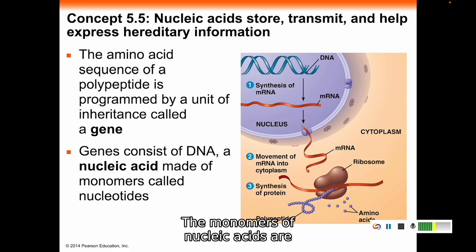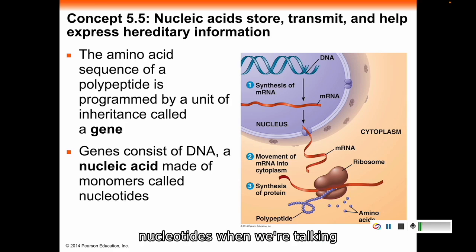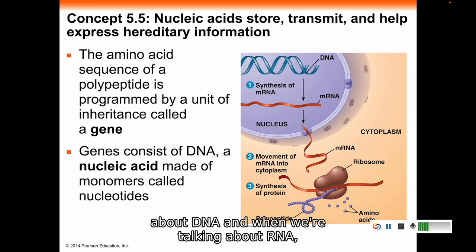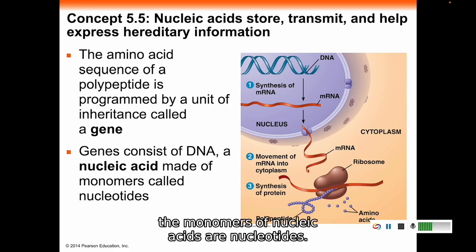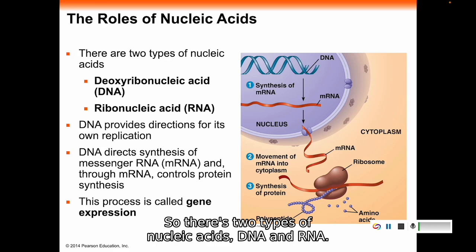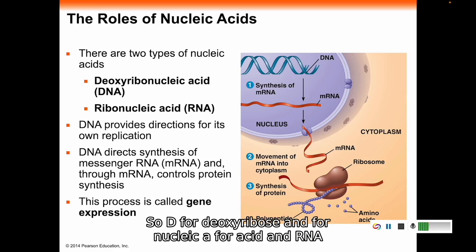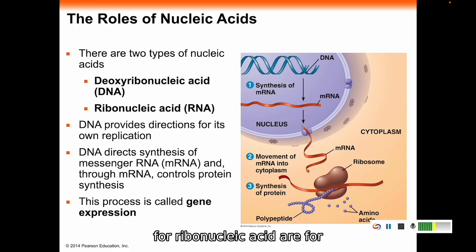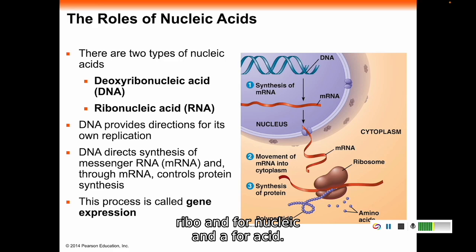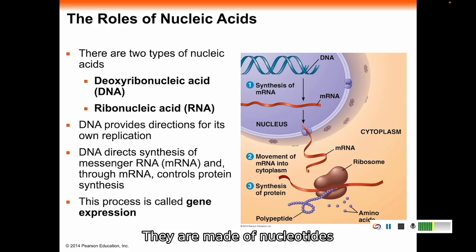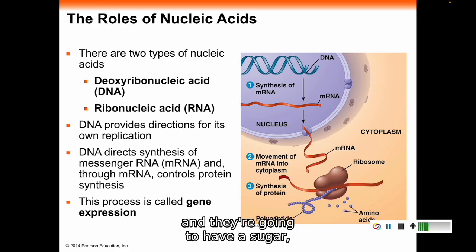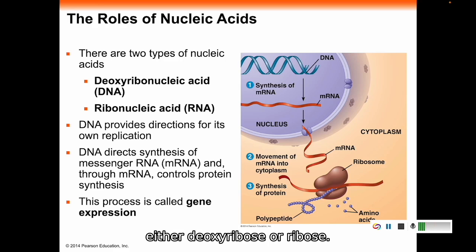And the monomers of nucleic acids are nucleotides. When we're talking about DNA and when we're talking about RNA, the monomers of nucleic acids are nucleotides. So there's two types of nucleic acids, DNA and RNA. DNA stands for deoxyribonucleic acid, so D for deoxyribo, N for nucleic, A for acid, and RNA for ribonucleic acid, R for ribo, N for nucleic, and A for acid. So they're acids, they are made of nucleotides, and they're going to have a sugar, either deoxyribose or ribose.